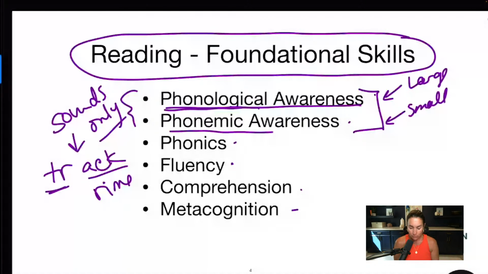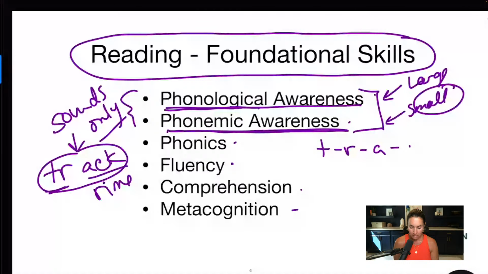Now, phonemic awareness is a little more nuanced, a little more complex. These are the small pieces of the word. And this is the individual sounds in the word. So if I was going to break up the word track by phonemic awareness, I would do it like this. T, r, a, k, or the K sound. Notice that that's four sounds. T, r, a, k. Much different than tr-ack, right? So it's all about the sounds in words. We are teaching students this. These are foundational skills. They have to have phonological and phonemic awareness before they can get into phonics. Phonics, you have to see the word.